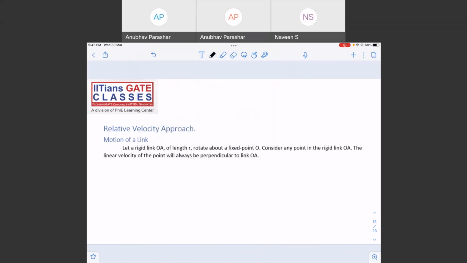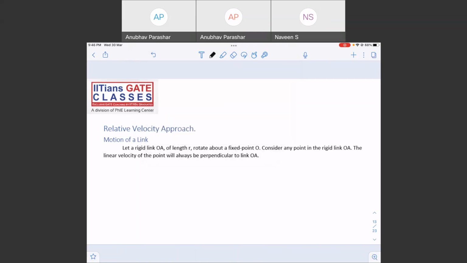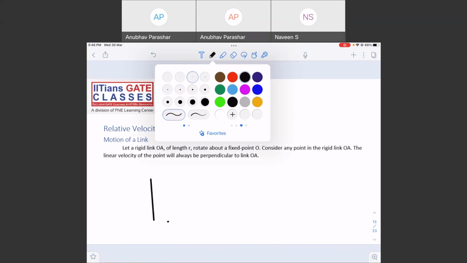Now, if you consider any rigid link OA, be it rotating about any point or whatever, let me, for the sake of explanation, consider a link OA which is rotating about point 2. Let me say this is link OA, which is rotating about point 2.